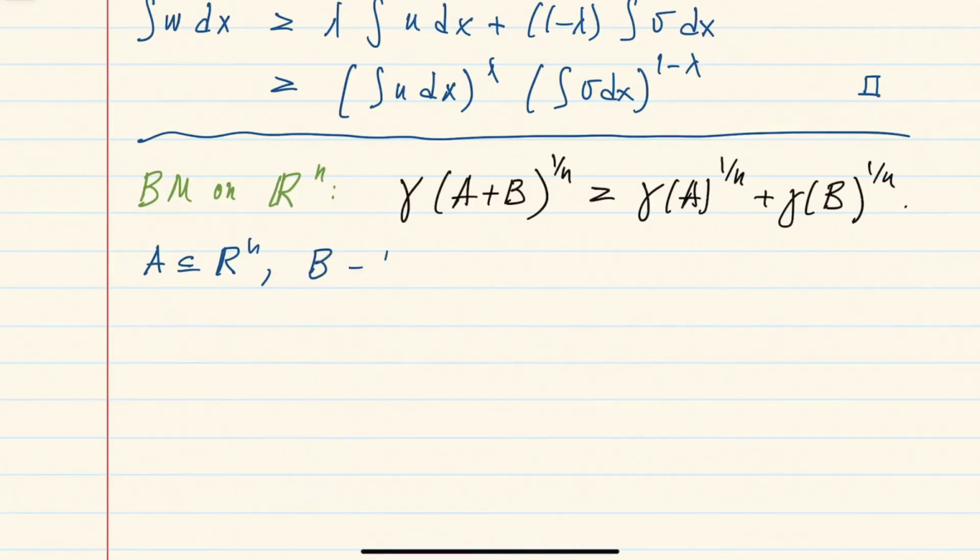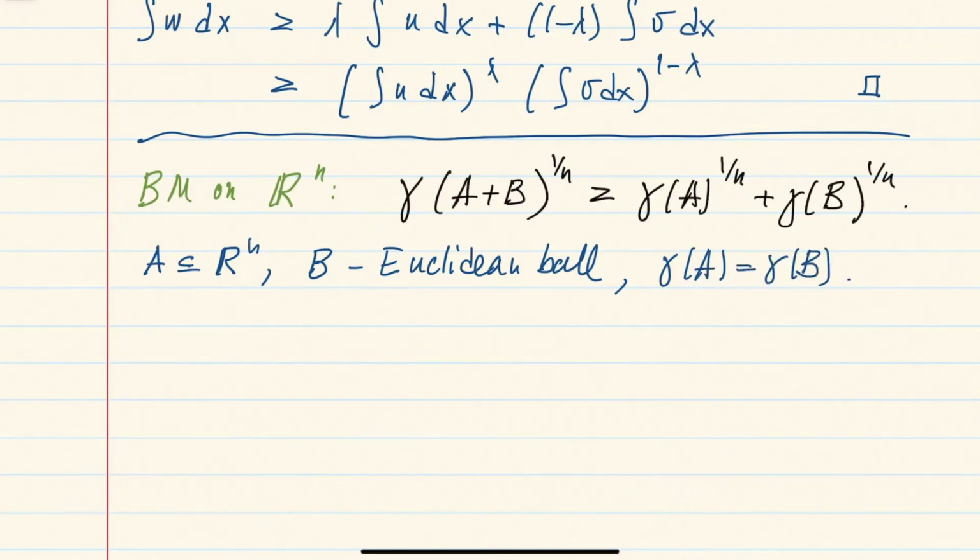So let B be a Euclidean ball of the same volume as A. So gamma of A is equal to gamma of B. Now let's also take a unit ball here. Let D be a unit ball. So in particular, this Euclidean ball B, whose volume matches the volume of A, will be just some constant times the unit ball, whatever the radius C is.